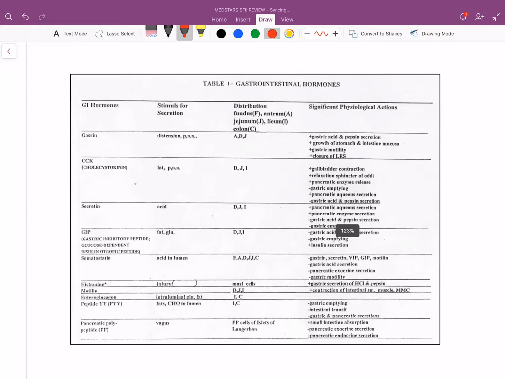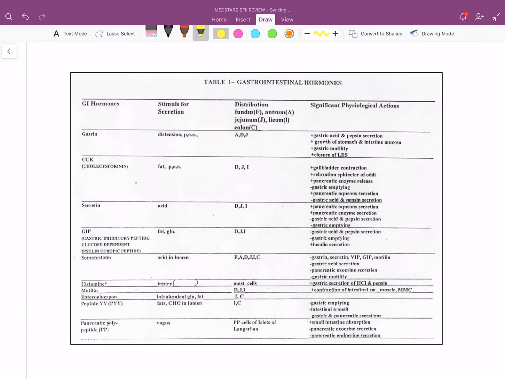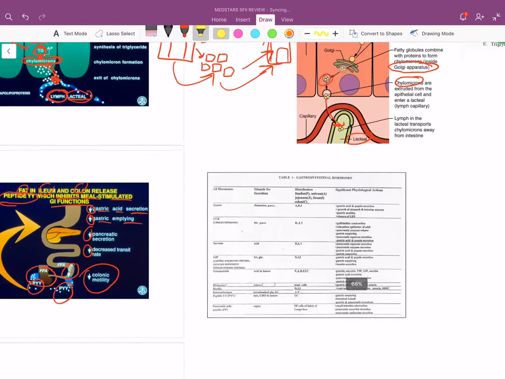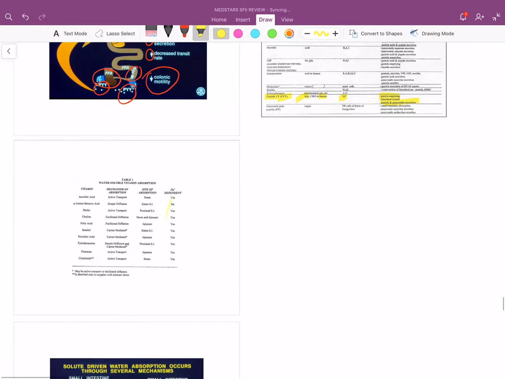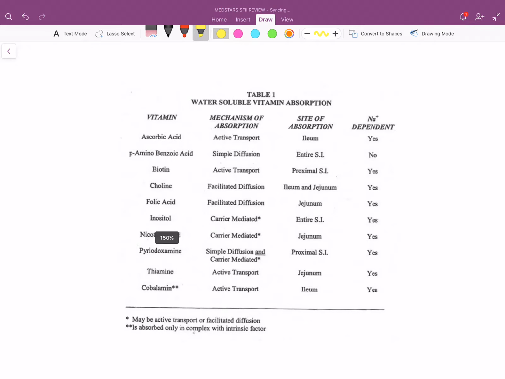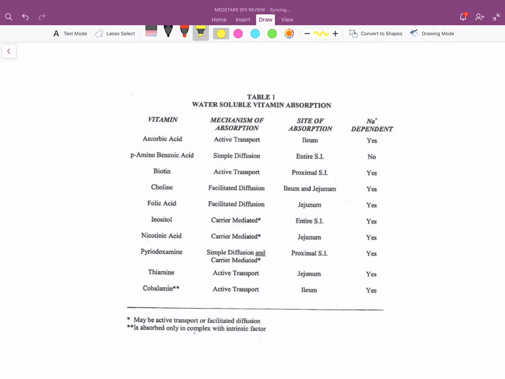And then here's just going back to Dr. Littleton's. We have peptide YY down here. And as you can see, what activates it is fats in the lumen, in the ileum and colon. And what it does is basically turn everything off. So now we're going to go into vitamin absorption.